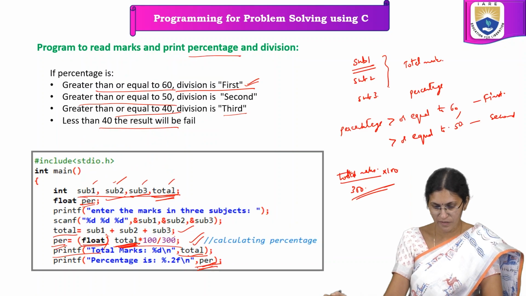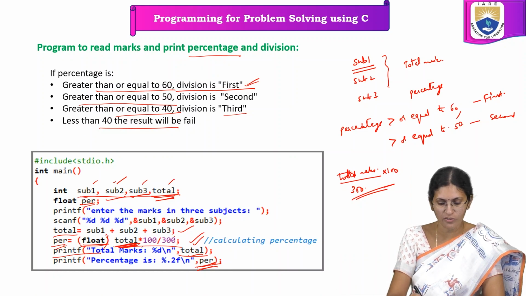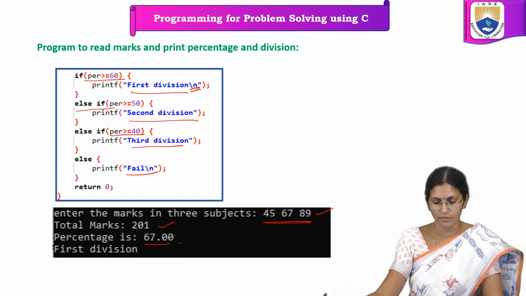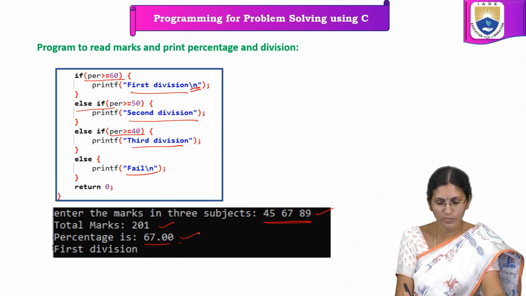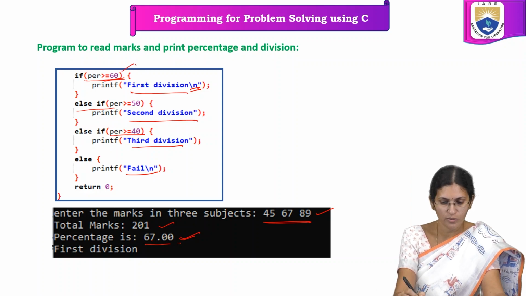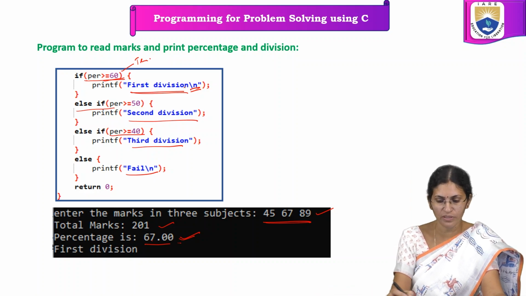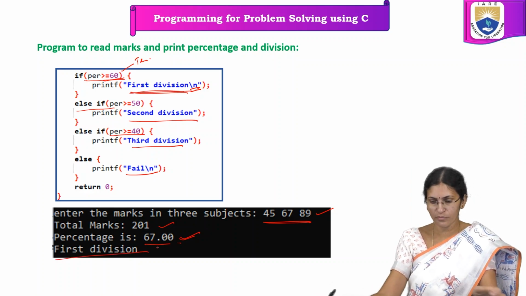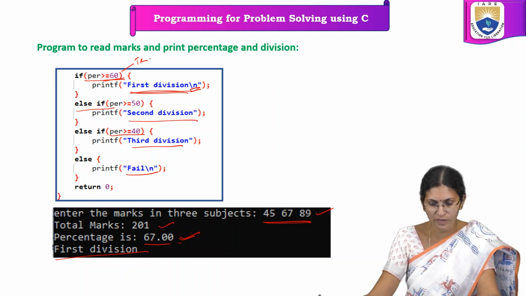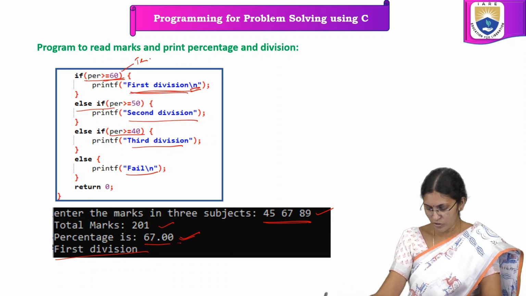Percentage formula is this one: total into 100 divided by 300. So this is the percentage, 67. From this condition we can say that 67 is greater than or equal to 60. That means this condition is true. So if this condition is true, this statement will be executed. That means first division will be obtained on the screen. In this way, we can calculate the percentage and find out the division.